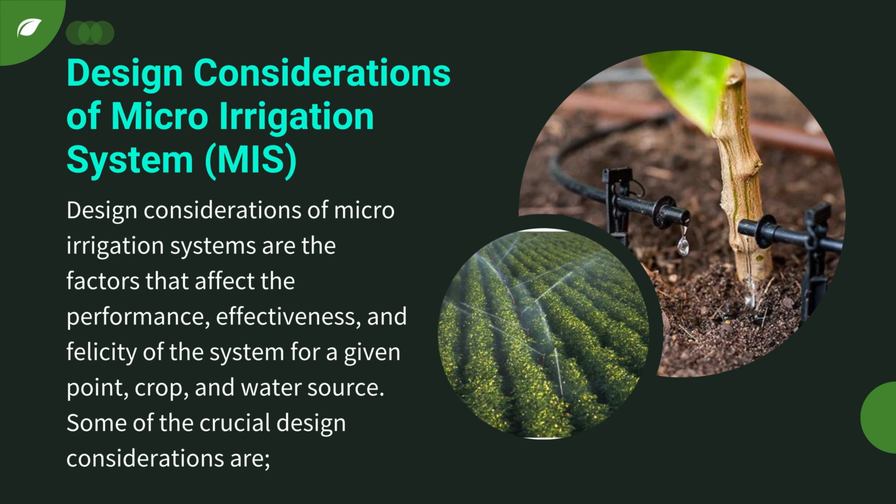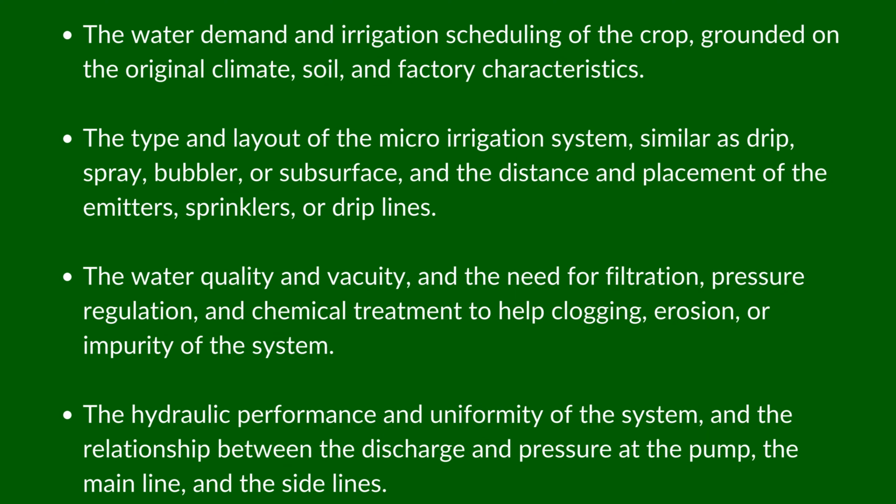Design considerations of micro-irrigation systems are the factors that affect the performance, effectiveness, and feasibility of the system for a given point, crop, and water source. Some of the crucial design considerations are the water demand and irrigation scheduling of the crop, based on the local climate, soil, and plant characteristics. The type and layout of the micro-irrigation system, such as drip, spray, bubbler, or subsurface, and the distance and placement of the emitters, sprinklers, or drip lines.